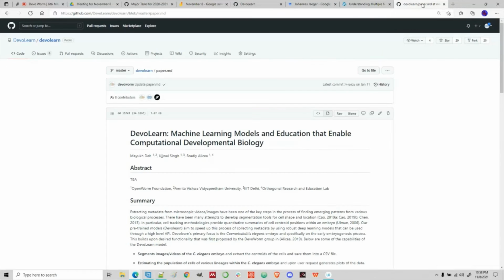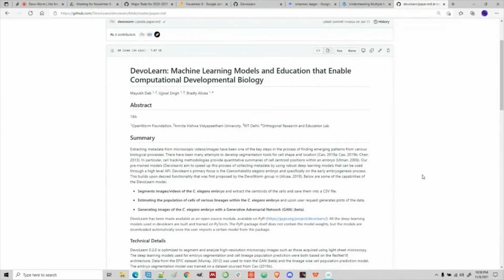The next thing I wanted to talk about is this DevoWorm paper. And this is a long-suffering paper, I know. I promise this is our paper that describes the DevoWorm platform. And I know that we tried to do this once before, where we tried to follow up on Google Summer of Code 2020, and we were going to submit this to the Journal of Open Source Software. And of course, it didn't happen because it wasn't really something they were interested in.